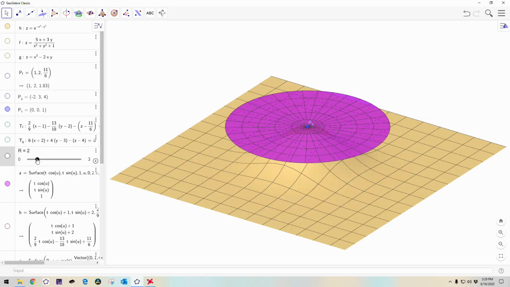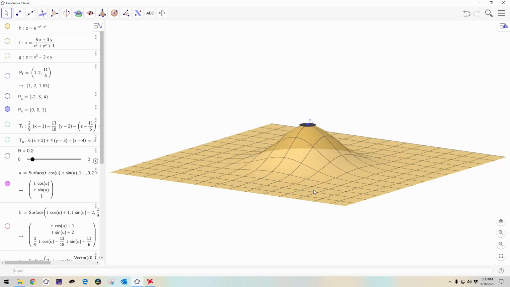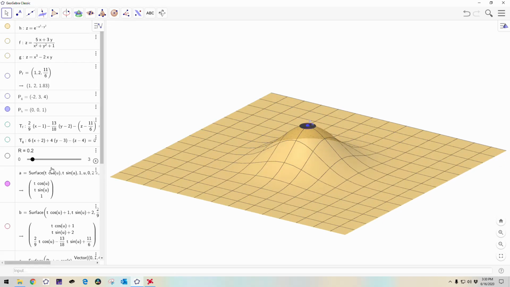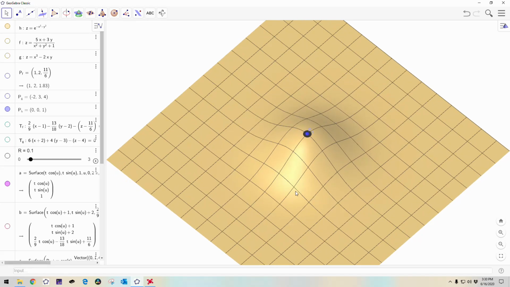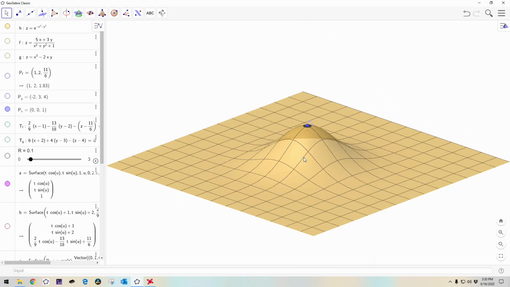So as you can see, no matter how small I get this particular plane, you can still see the separation there, and it's because it's at the top peak of that thing. Let's go down to 0.1. That's a really small version of that tangent plane.